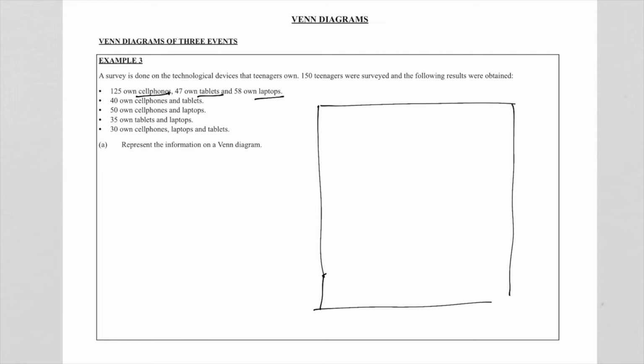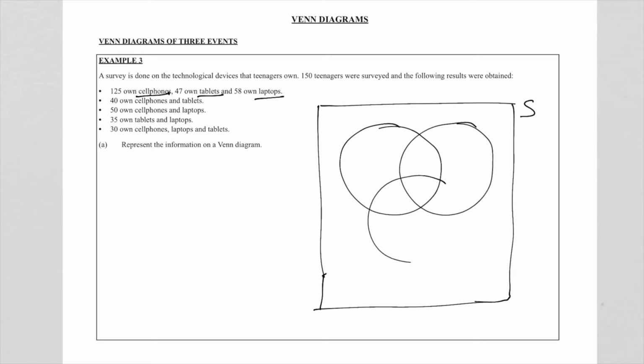So let's start with a Venn diagram. Please take note, we do have three events here. And the three events are cell phones, tablets, laptops. So when we draw the Venn diagram, I'm going to use C for cell phones. So make sure that your sample space is a little bit bigger because we now need to put in three events here. So there's the first one, second one, and of course they intersect.